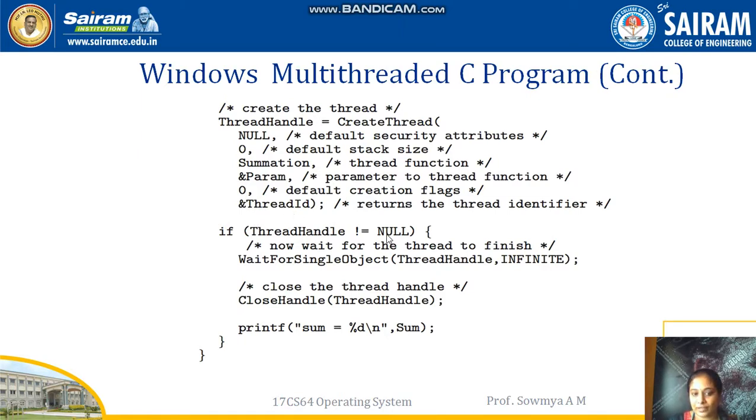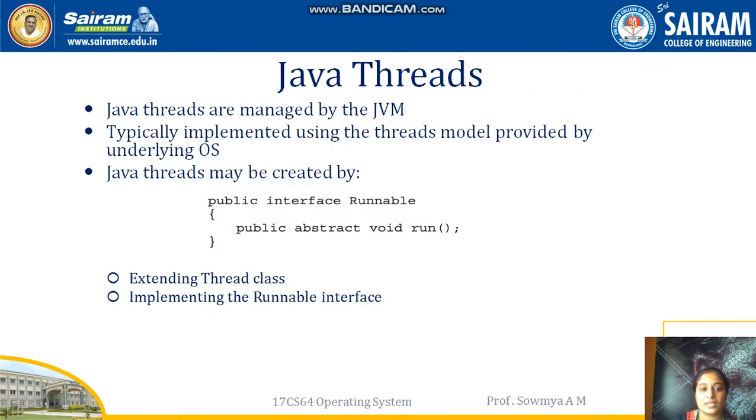If ThreadHandle is not NULL, call WaitForSingleObject. Now it is waiting for the thread to finish. If the thread has finished, CloseHandle. Once the thread has finished its execution, you can get the value of sum found in the Summation function executed by the thread you created. In the POSIX version with pthread you use thread join; here we are using the thread handle, so there is no need of joining the thread, you can directly fetch the values and save them. Next one is Java threads.